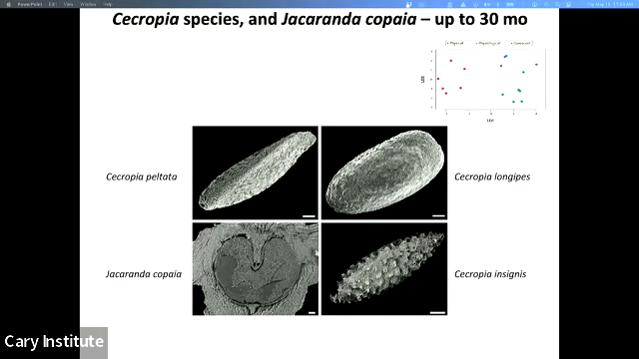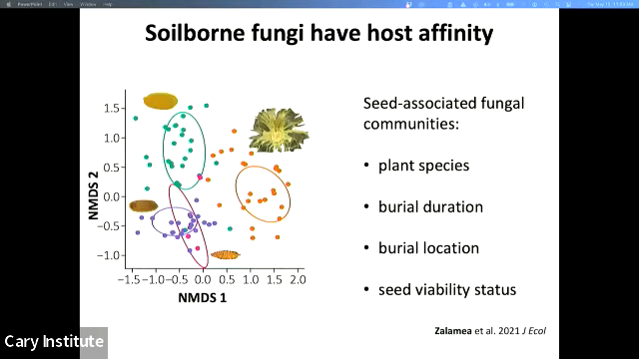And so we used the same setup of burial experiments in BCI, but the addition here is that we buried those seeds for 30 months rather than a year. So 2.5 years. And we recovered them also little by little in time. And here are the results. Again, our seed-associated fungal communities were defined using those 4 different variables, the same as the first example that I showed.